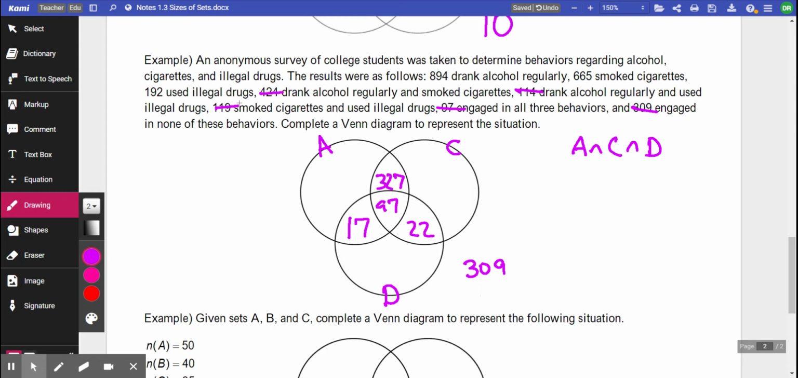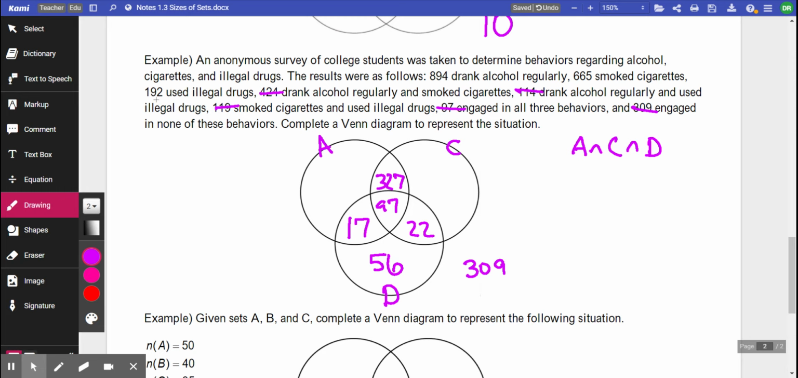192 used illegal drugs. So all of this circle D represents 192. We've already placed a portion of that. So 192 minus 17 minus 97 minus 22 is 56. You can do your math off to the side if necessary.